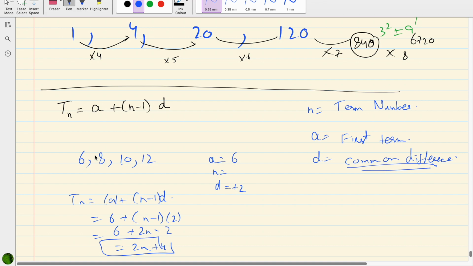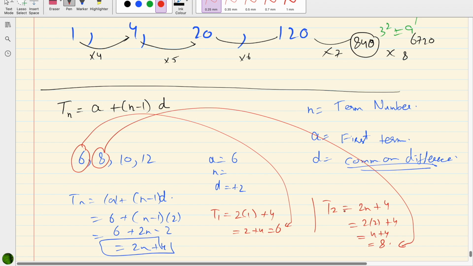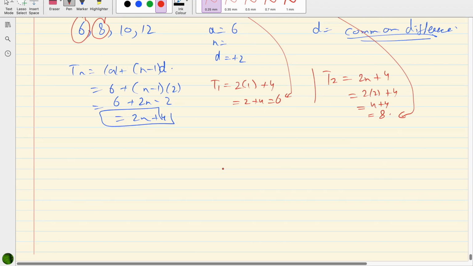Now I'll see if this fits. So I'm selecting 1, I'm checking for t1. So 2 into 1 plus 4 is 2 plus 4 equals 6. So I do get that. Another attempt. t2 is 2n plus 4. So plugging in 2, 2 times 2 is 4 plus 4 is 8. So yes, this formula is correct for 6, 8, 10 and 12.